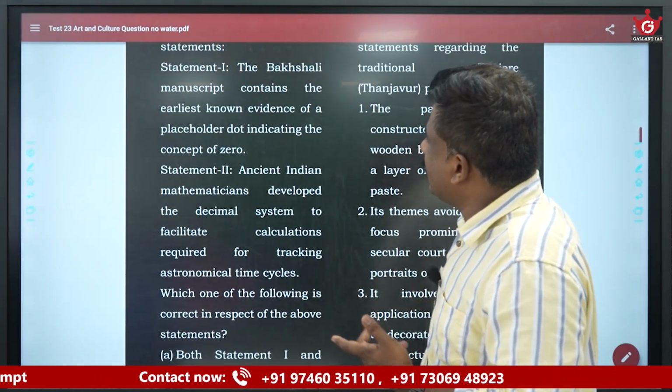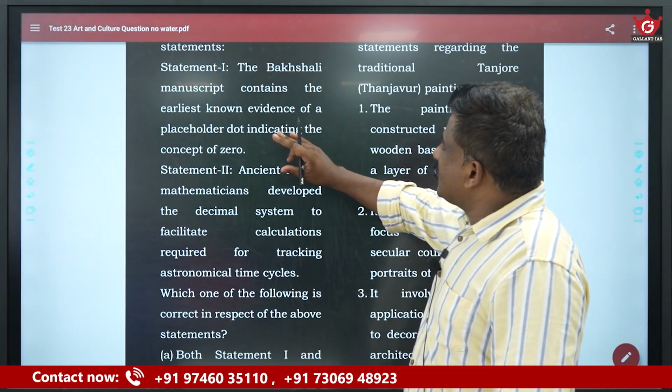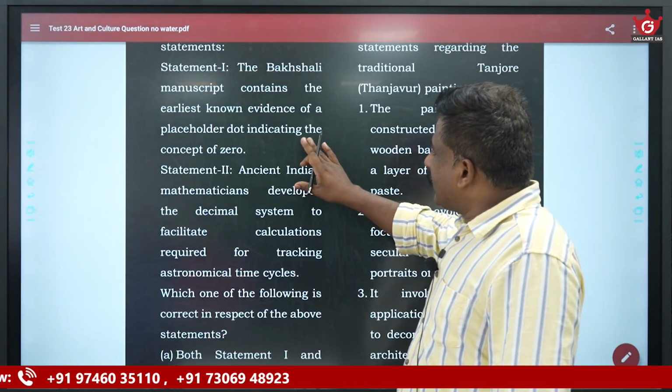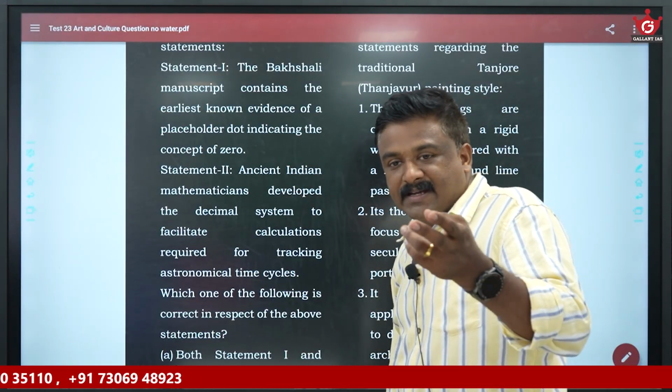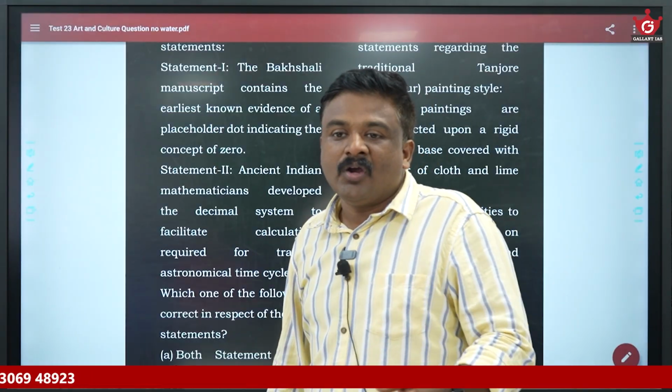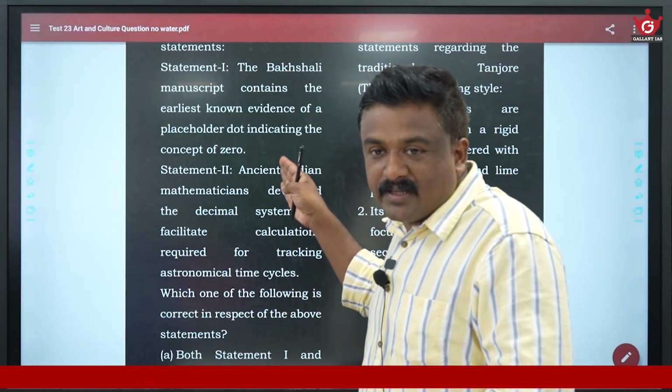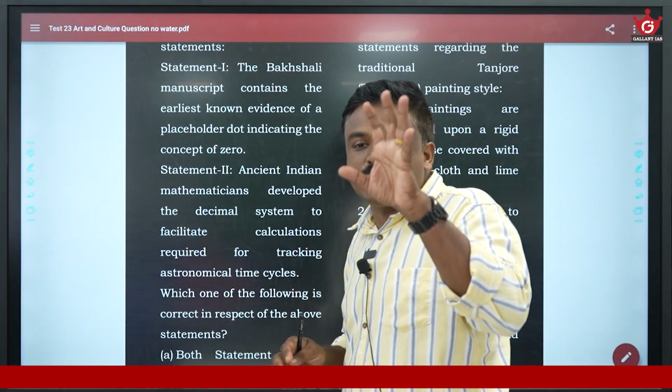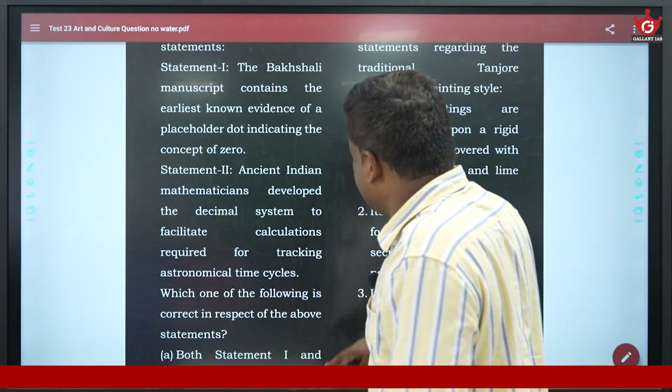Why does it not explain? The manuscript contains the earliest known evidence of a placeholder dot indicating the concept of zero. But the second statement is not explaining why that particular manuscript contains the zero. Okay, the why factor is not explained. Individually, they are correct.